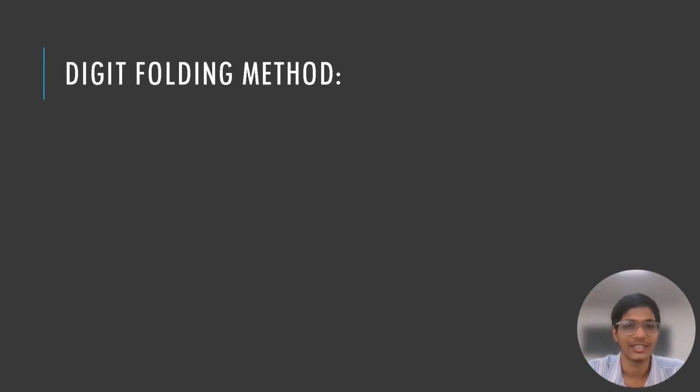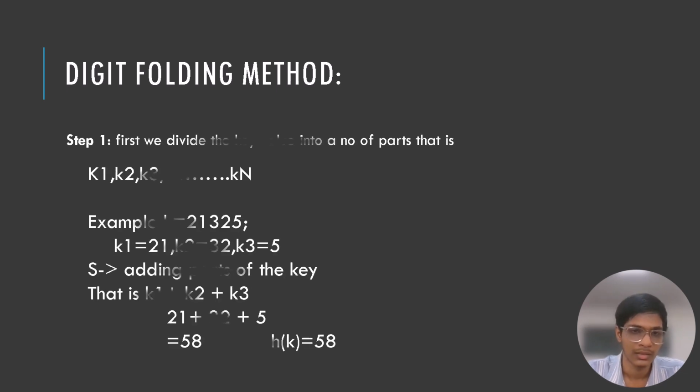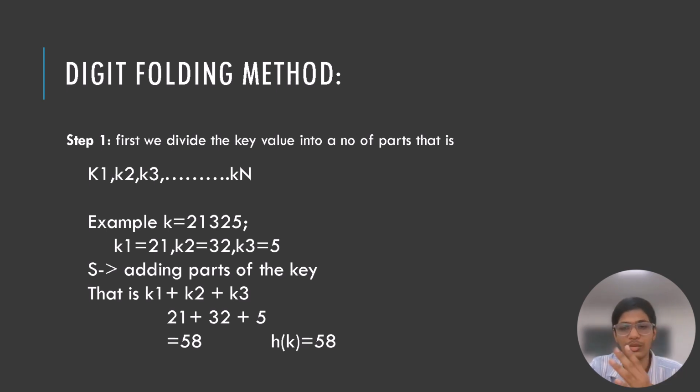The digit folding method is the third method in hash functions. In the first step, we have to divide the key value into parts, like k1, k2, k3, up to kn. For example, take the number 21325. You can see that k1 is 21, k2 is 32, and k3 is 5.